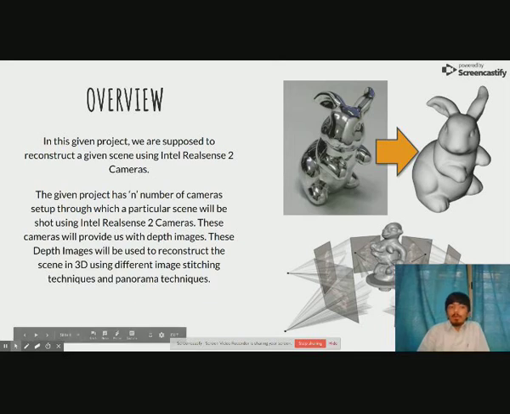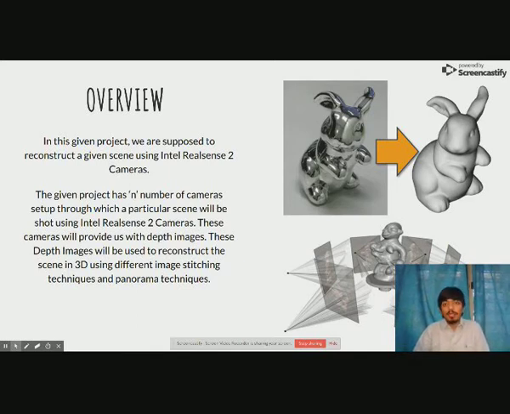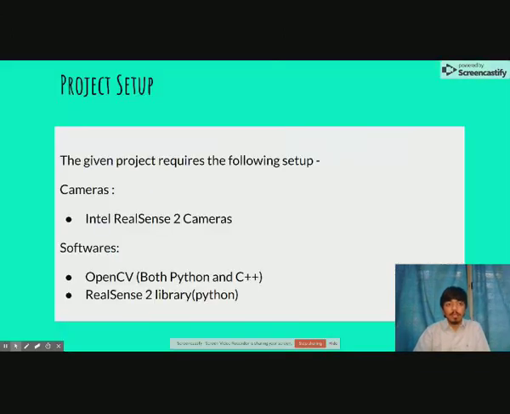So, what exactly were we doing in this project? In the given project, we had a number of Intel RealSense 2 cameras. These cameras were recording the scene and were providing us the depth images in real time. Using these images, we would be stitching and wrapping around a panorama, which would then be used to generate the 3D reconstruction.